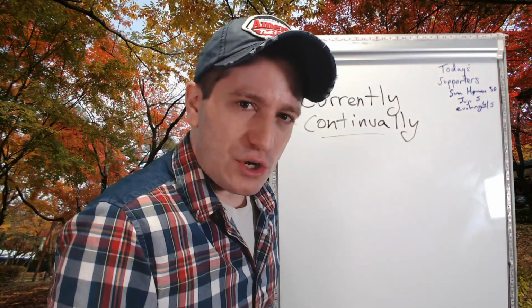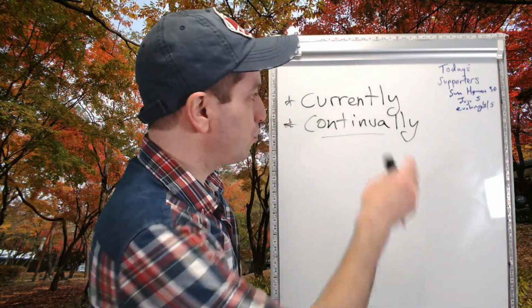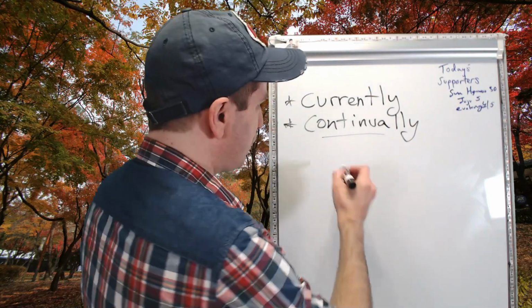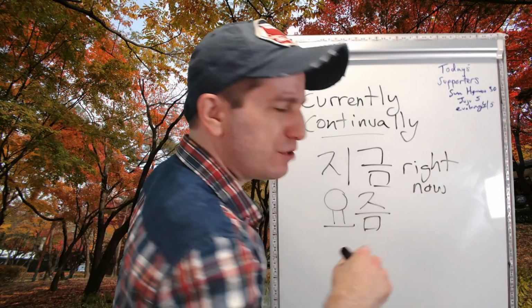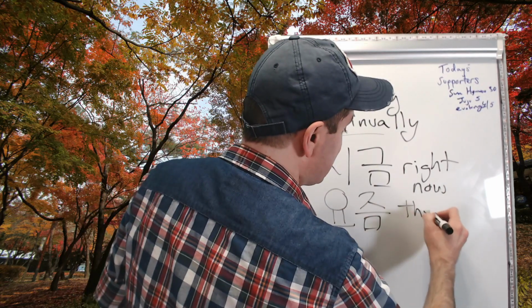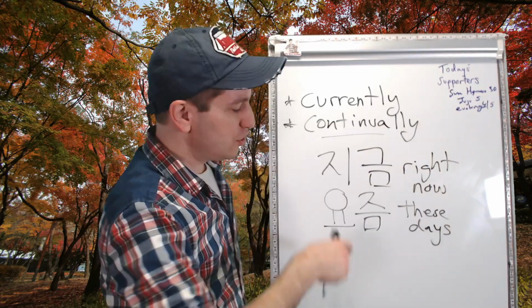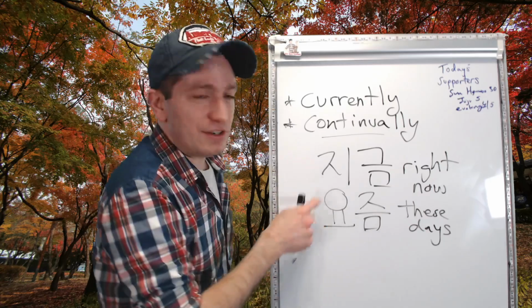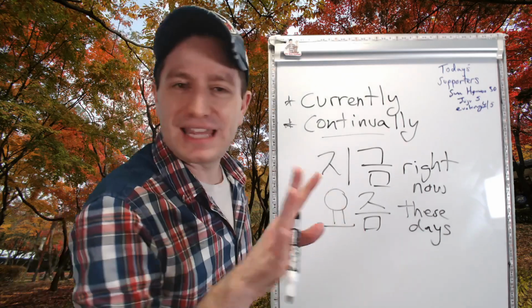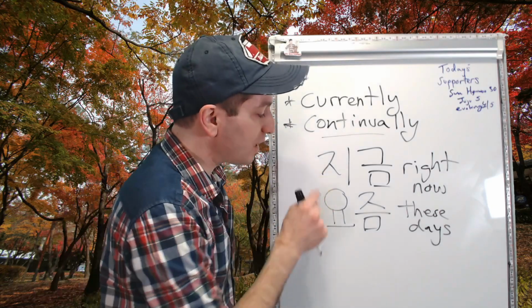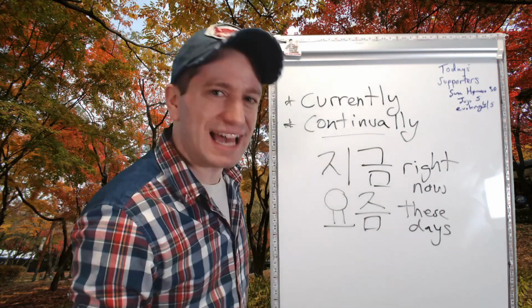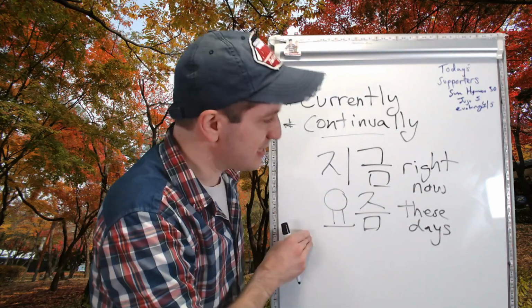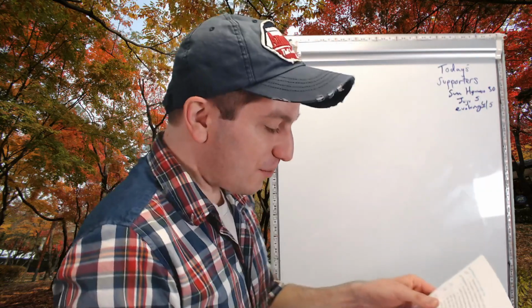You might also see this form used together with words that imply this. For example, 지금. 지금 means right now. 요즘. 요즘 means like nowadays or these days or lately. So you'll hear these words used together with this form, but they don't have to be. Just know that if you wanted to emphasize either that it's happening currently or that it's happening continually, you can add words such as these to your sentences. All right, I think we are ready to do a couple example sentences.